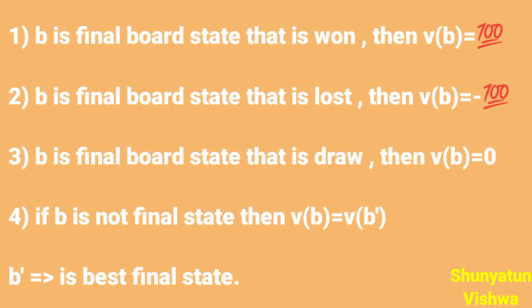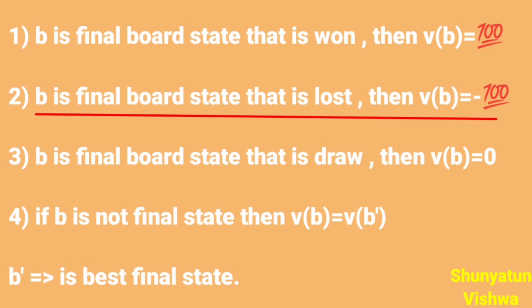So now, how do you assign the value of V of b? Our main motto in this step is to select a target function, right? So how do you select that target function? If b, what do you mean by b? The board state, right? So if b is a final board state and it cannot move further and it won the game, then in that case you assign V of b is equal to 100.